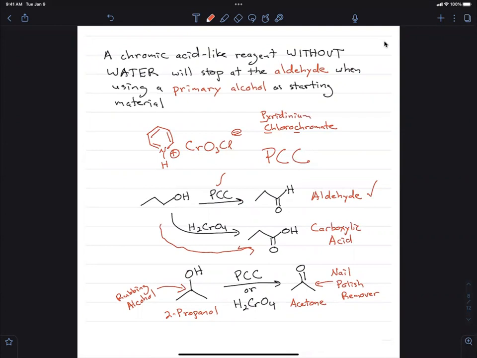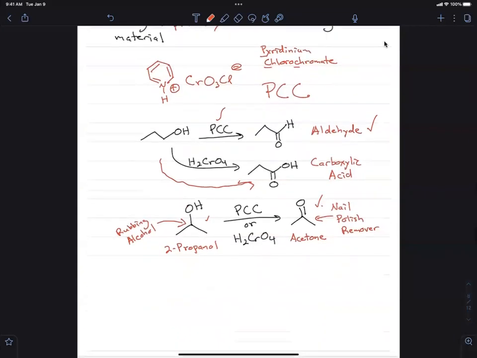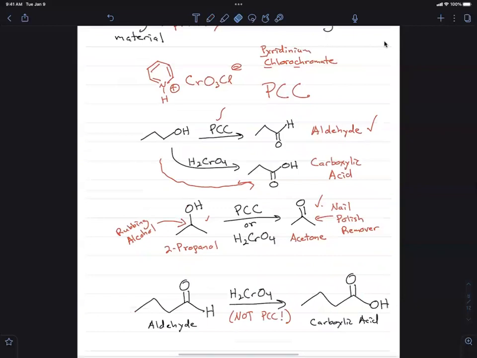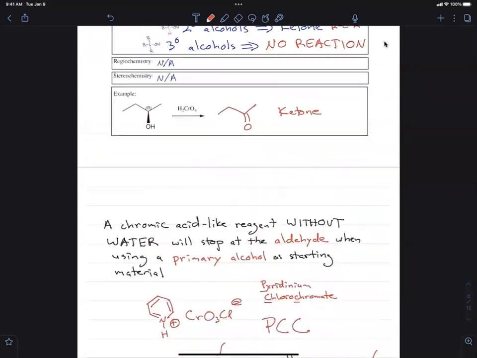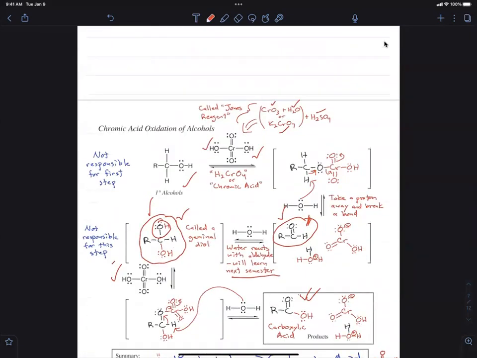PCC or chromic acid will take a secondary alcohol to a carbonyl. And I just want to remind you, sure enough, that because we didn't start with an aldehyde doesn't mean that an aldehyde won't react. It does react. An aldehyde reacts with chromic acid to generate a carboxylic acid. So even though it wasn't the point of the mechanism, it is there, pretty obscure, but it is there.